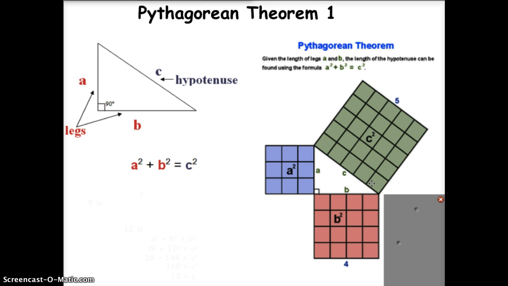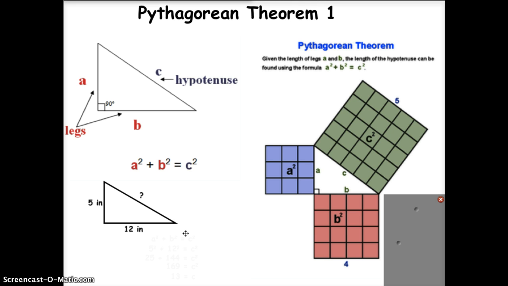Let's work on an example and show you how we solve a problem by using the Pythagorean theorem. Here I have a triangle, and if I look at this triangle, I have side lengths of 5 and 12, and those two sides are the legs because they make the right angle in the triangle. I'm going to show you how I solve a problem like this.